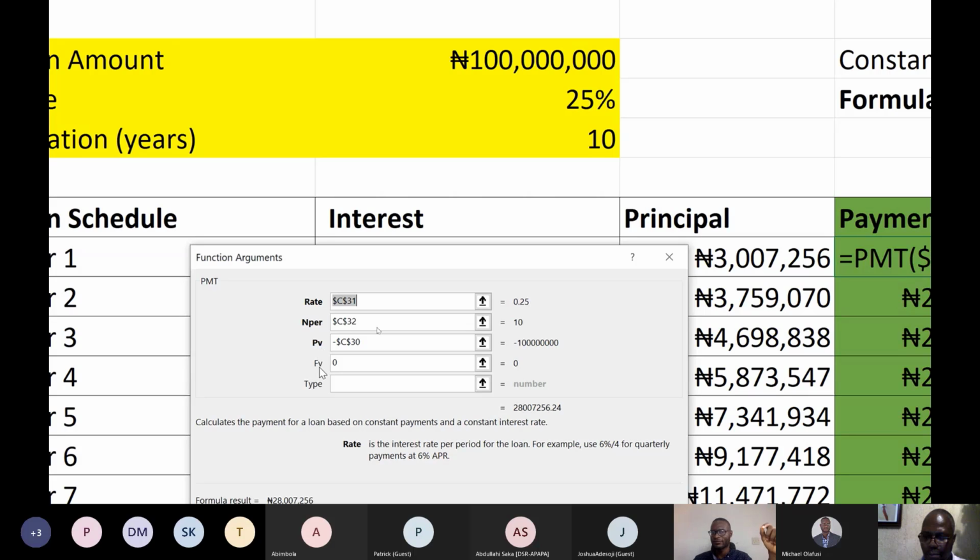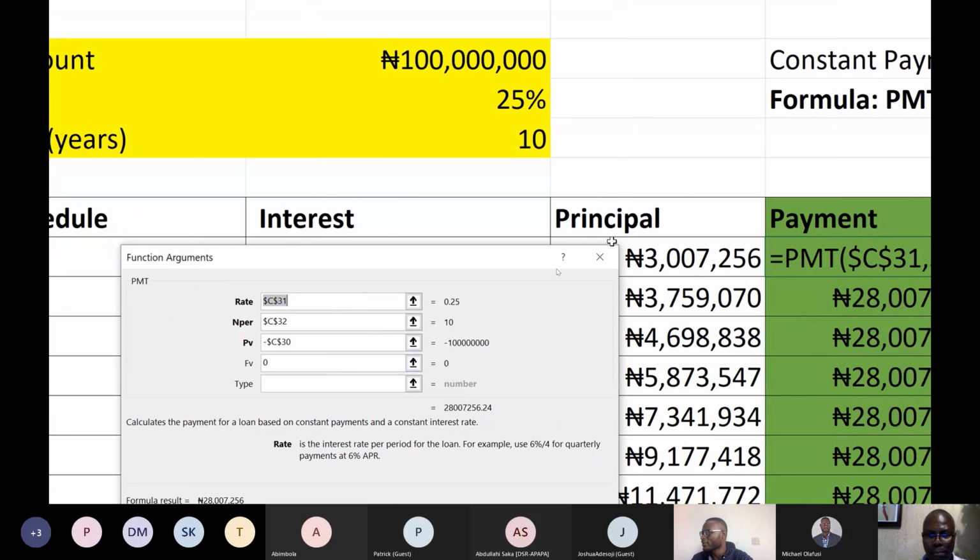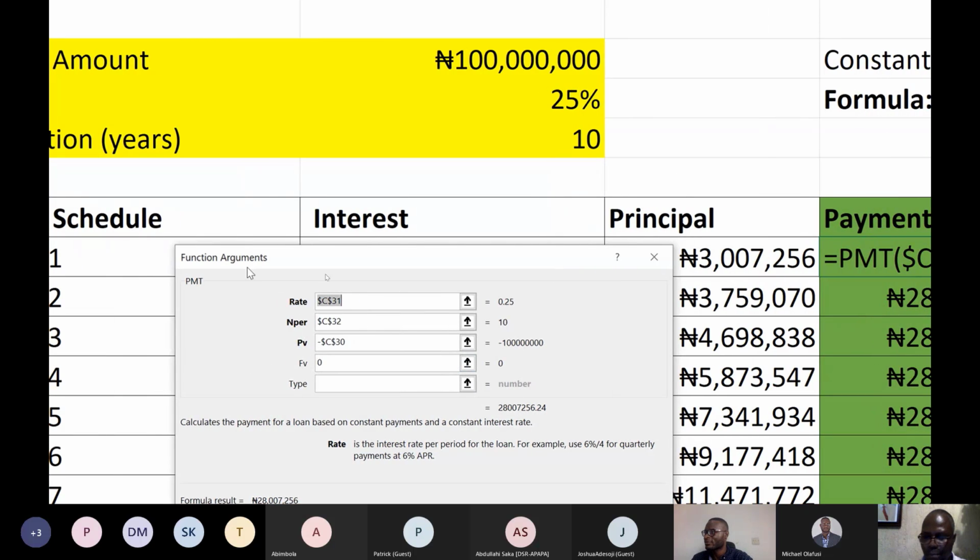Then FV, at the end of it, you should not hold anything. If it's a property, your parent could say, as long as you pay me 3 million out of the 4 million, I'm okay. But this one, you have to pay back everything. So FV is going to be 0, which means at the end of the entire period, you'll be owing 0 naira. You will not owe them any money.